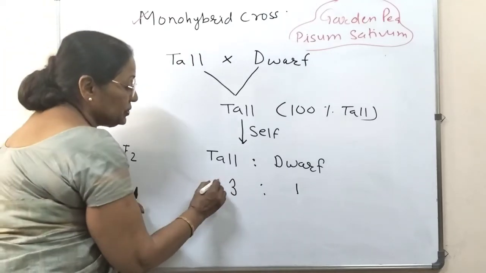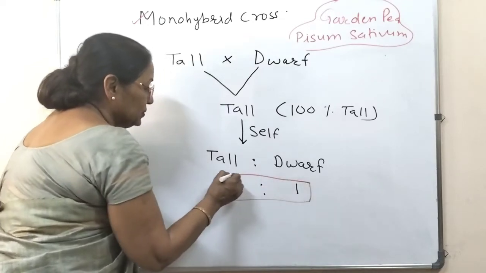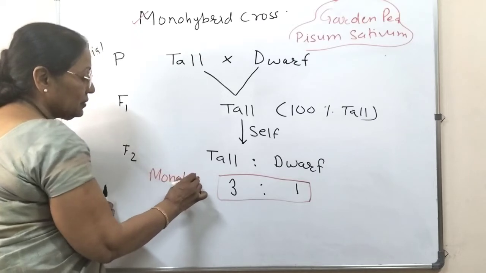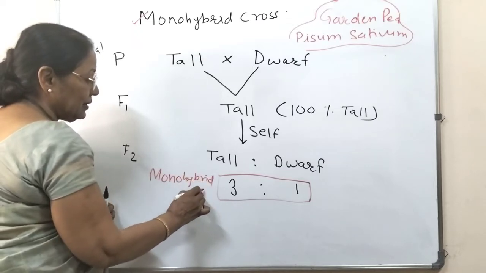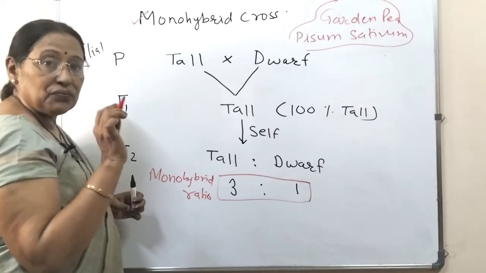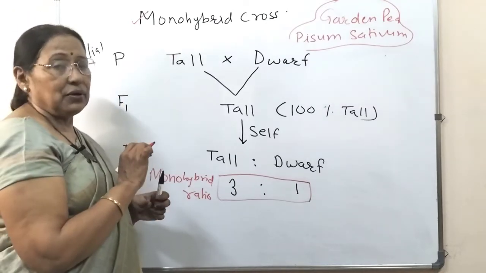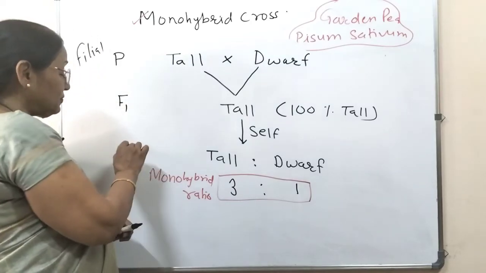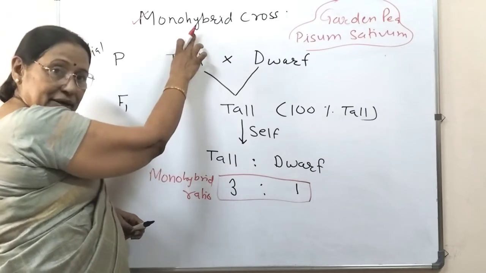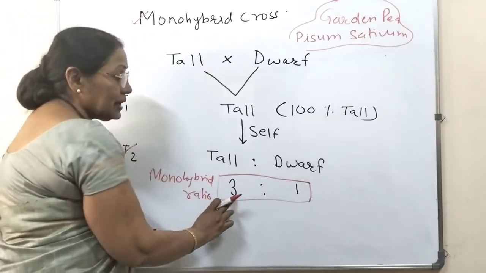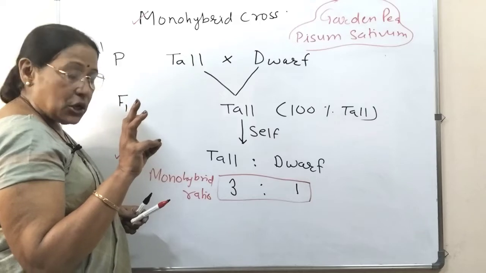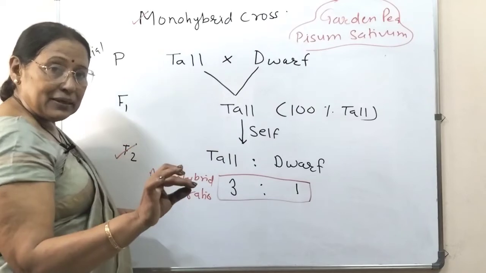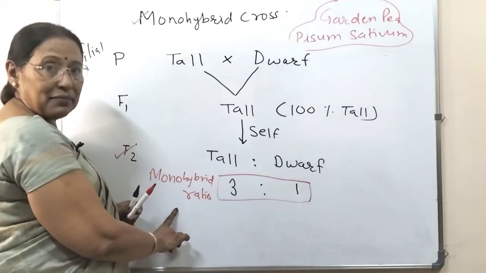This is the famous ratio, the 3:1 ratio, what is called monohybrid ratio. This is called the 3:1 ratio. If you say it this way, it will be wrong now. You have to say it completely: the 3:1 ratio which is obtained in the F2 generation of a monohybrid cross. I repeat again. The 3:1 ratio, point number 1, obtained in F2 generation, point number 2, in the monohybrid cross, point number 3, is called monohybrid ratio.